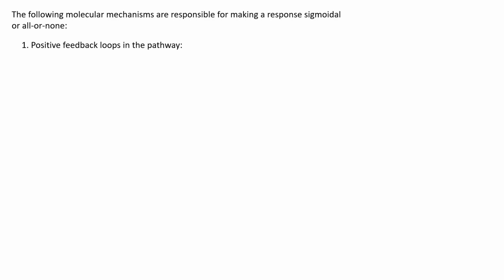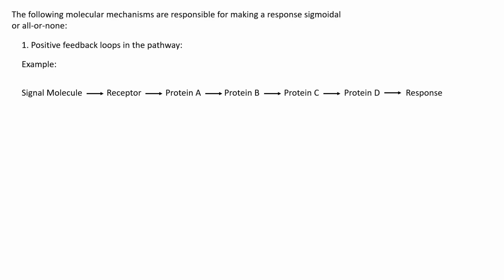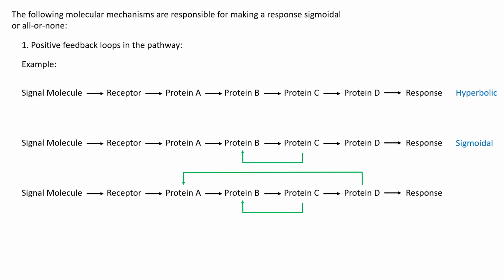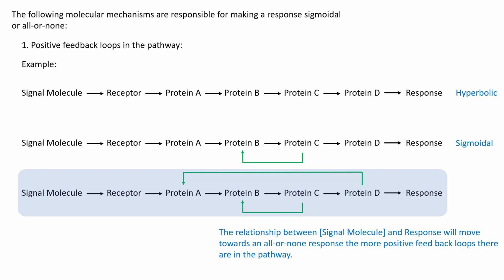Positive feedback loops in the pathway. For example, this simple pathway with no positive feedback loops would be hyperbolic. Whereas this signaling pathway, where there's a single positive feedback loop, the signaling molecule concentration to response will start to look sigmoidal. In our third example, we have two positive feedback loops, and this will start to make the response more sigmoidal and push it toward an all or none response. The relationship between signal molecule concentration and response will move towards an all or none response the more positive feedback loops there are in the pathway.